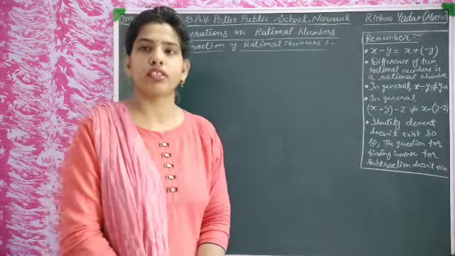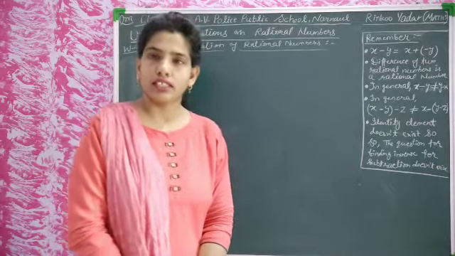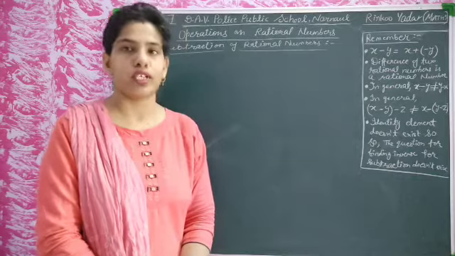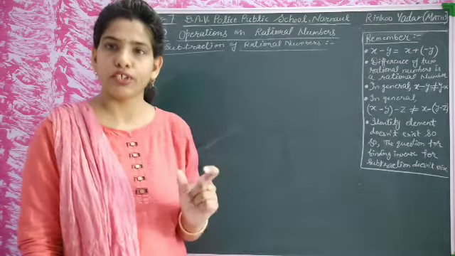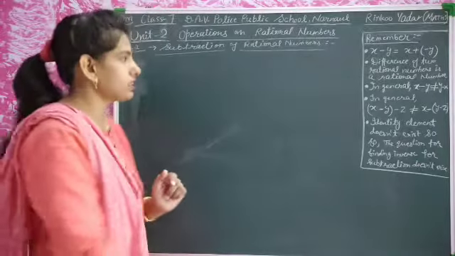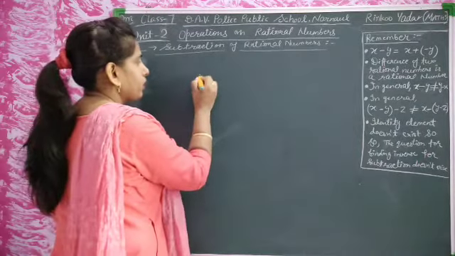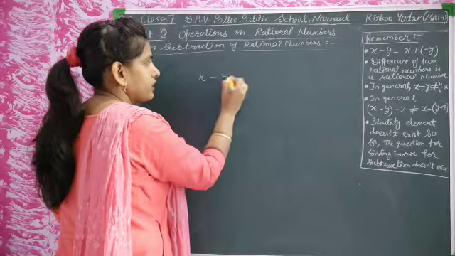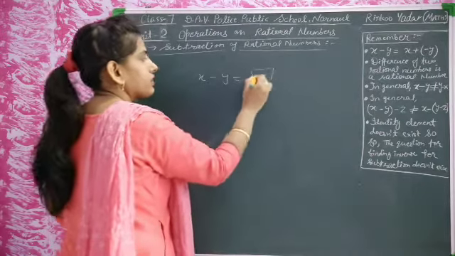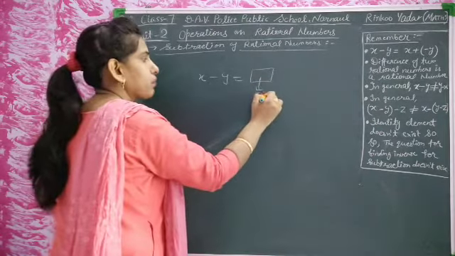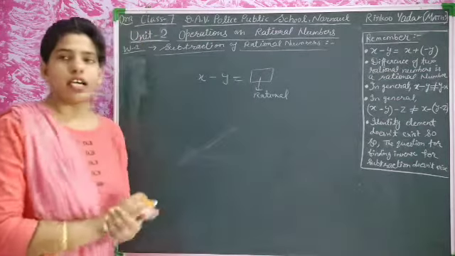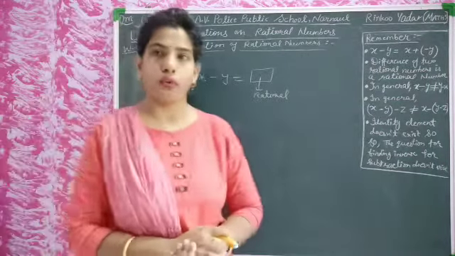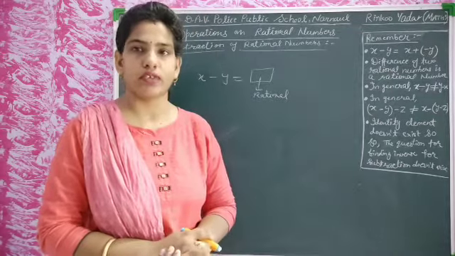Only one property is satisfied there. That is, the difference of rational numbers is always a rational number. If we take two rational numbers and their difference, it must be a rational number. This property is satisfied here, and the other properties are not satisfied.